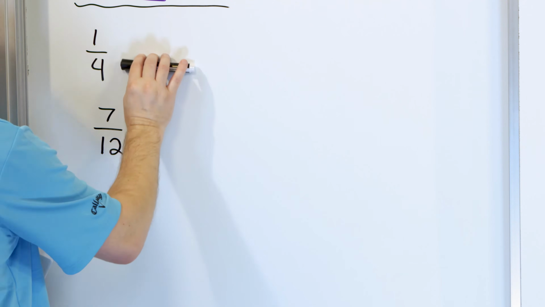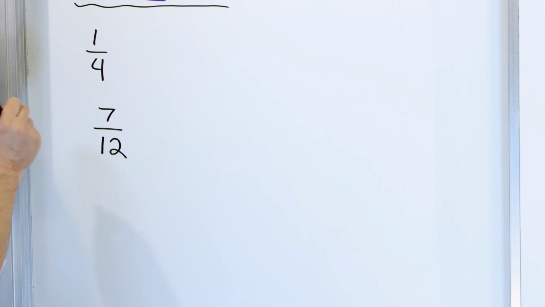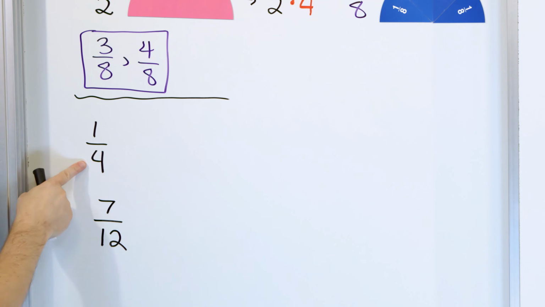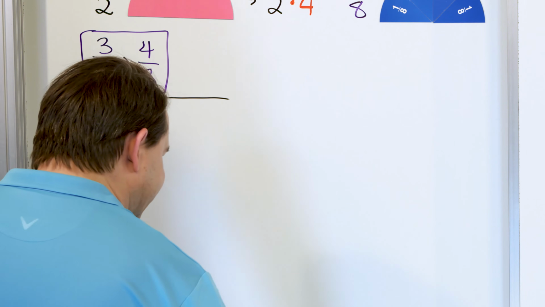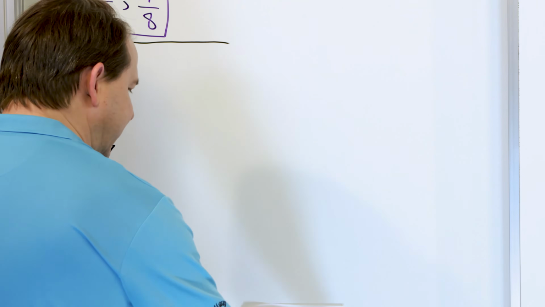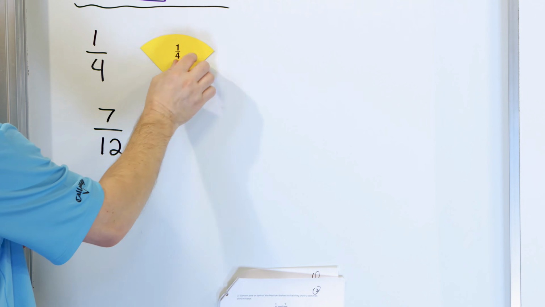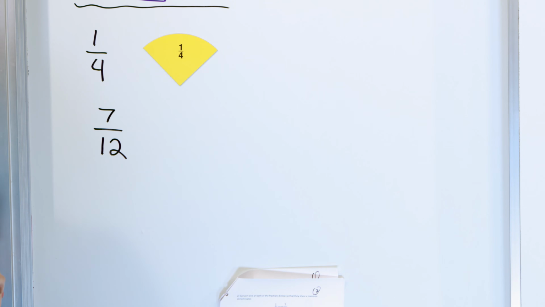But here, all I have to do is play around with the first one because I have a 4 and I have a 12. I just want the denominators to be the same. But I remember that 4 times 3 is 12. Then it'll match perfectly. So before we actually do anything, let's show what these actually mean. This is 1/4 of a pizza. That's represented by this. If you cut a pizza into 4 equal slices, that's what 1/4 of it looks like.